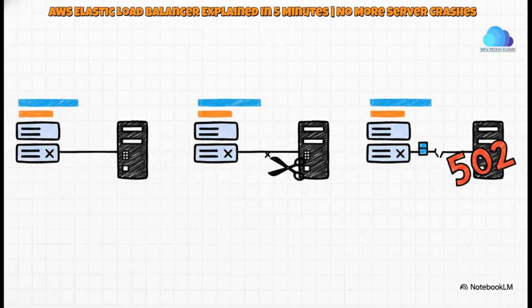And a really common cause for this is when the target closes the connection too early. It's usually because its keep-alive timeout is shorter than the load balancer's idle timeout. Think of it like this. The load balancer thinks the phone line is still open, but your application server has already hung up. So when the load balancer tries to say something else, it gets an error.